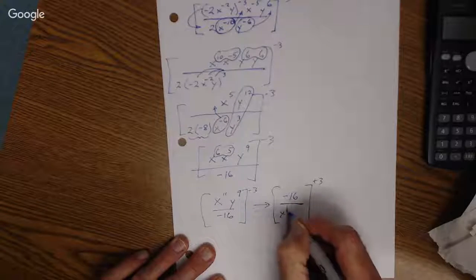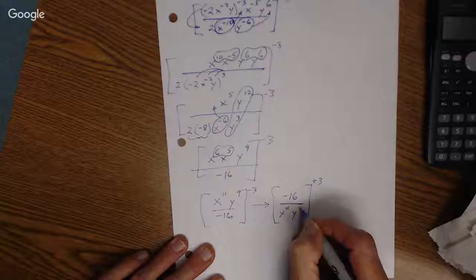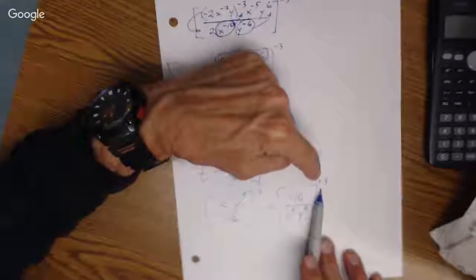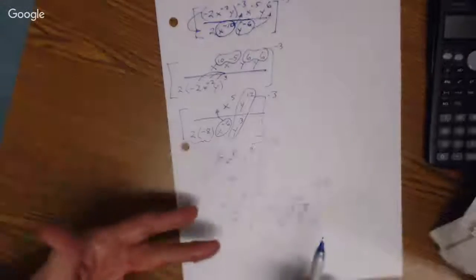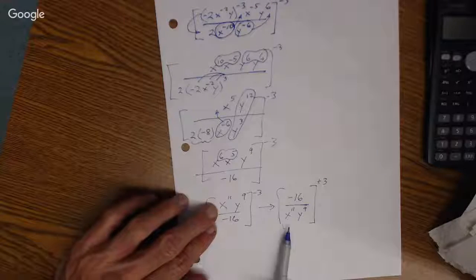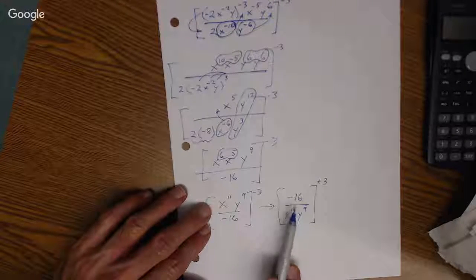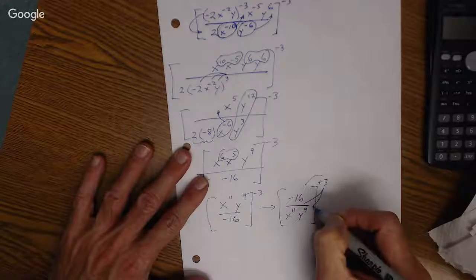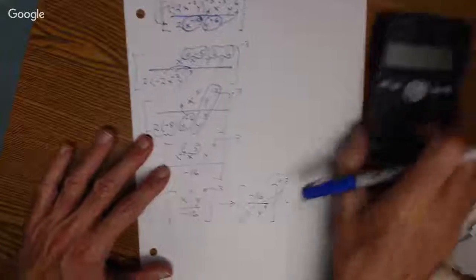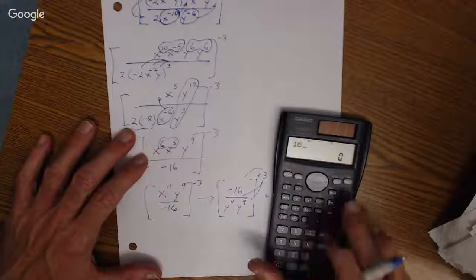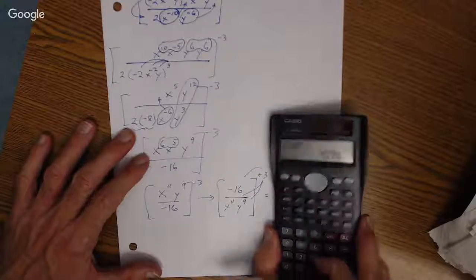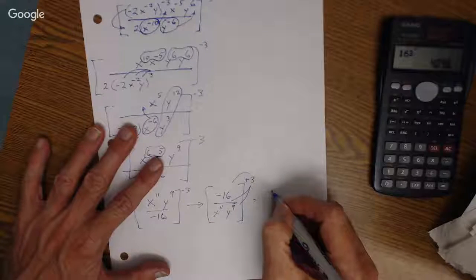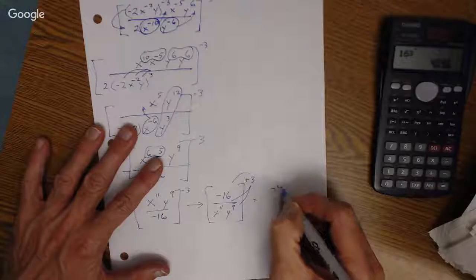So now this is x to the 11th on the bottom and y to the 9th on the bottom. When I made the negative exponent into a positive exponent, I just turned this fraction upside down. So it's x to the 11th on the bottom, y to the 9th on the bottom, negative 16 on top. And now I'm going to cube everything in there. So that becomes, and I do this in my calculator, I don't know what 16 cubed is, 4,096. And because it's negative and you raise it to an odd power, it stays negative.